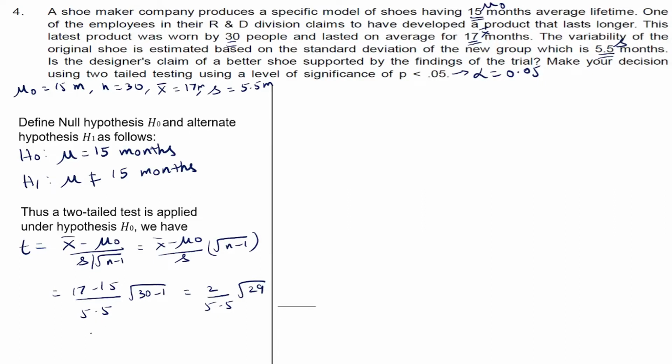Now square root of 29, when we calculate, we get it as 5.38. So when we simplify, we get 1.95. So we get the calculated value of t as 1.95. Now we have to find the critical value of t for alpha equal to 5% and degrees of freedom, which is n minus 1, which is 30 minus 1, 29.